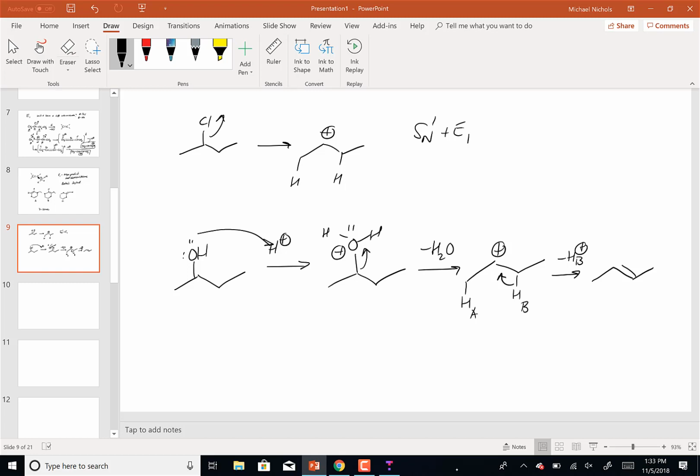So this is actually what's called a dehydration reaction, because what I'm eliminating is water. The other reaction, this one, is a dehydrohalogenation reaction, because I'm losing a hydrogen and a halogen. That's what I'm eliminating. So Zaitsev did all of his work with dehydration reactions.